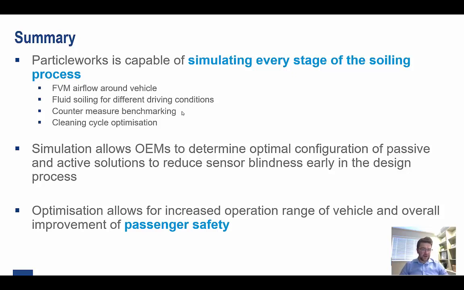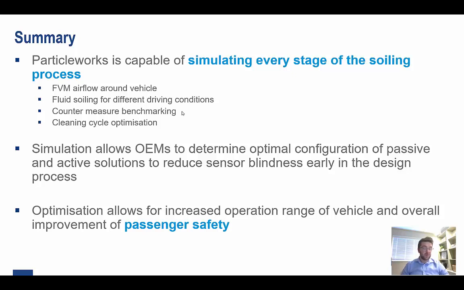The countermeasure benchmarking, so we can see how different countermeasures, both passive and active, perform. We've only looked at a passive feature in this case, but there's no reason why we couldn't use, let's say, an air curtain or a vent that is drawing air and contaminants away from the lens. And so we're able to simulate those different scenarios, create different simulations and benchmark how they perform in comparison to the baseline case.